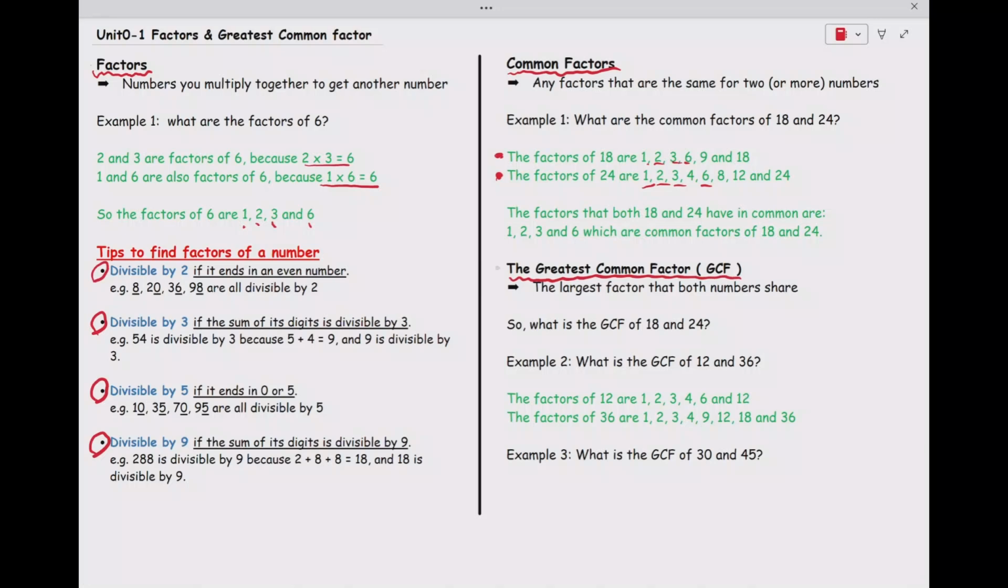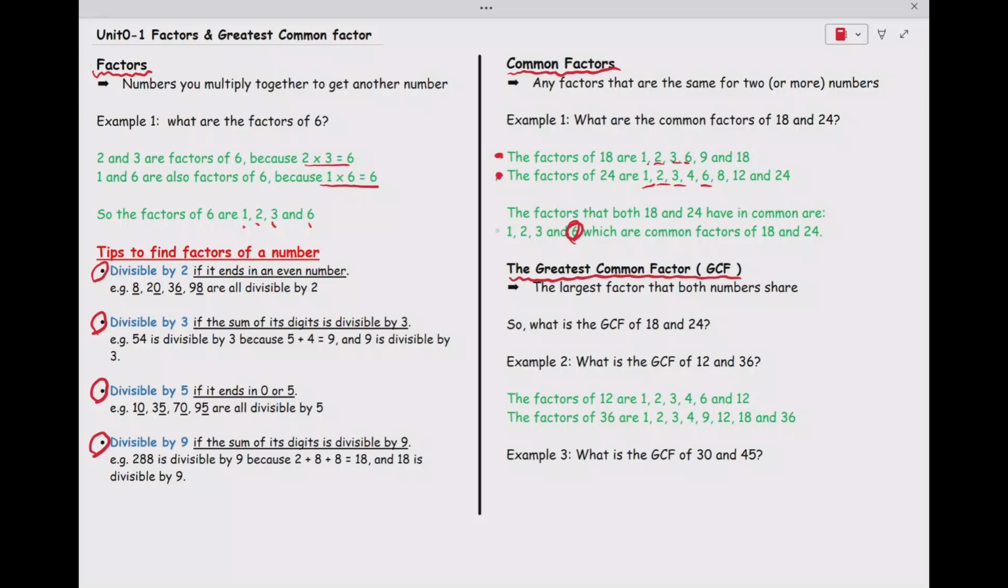Looking at the previous example, what is the GCF of 18 and 24? So the greatest common factor of 18 and 24 is 6, because out of all the common factors, 1, 2, 3, and 6, 6 is the largest factor in common. So, 6 is the greatest common factor of 18 and 24.